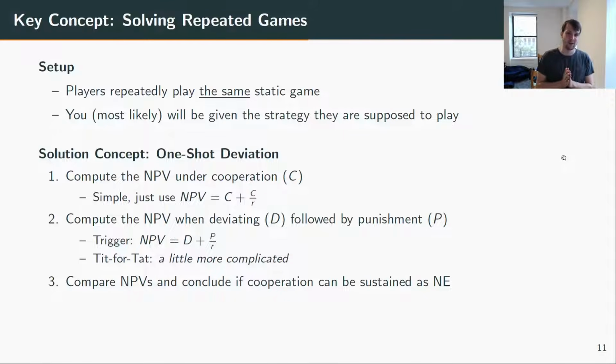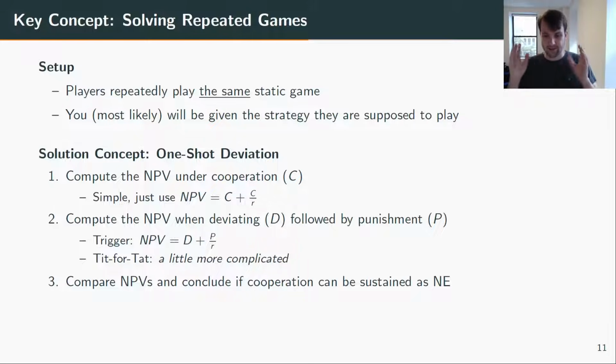All right, so solving repeated games. The setup is fairly simple. You usually have players that play the same static game forever. So the game does not change, it's just what the players do over time that changes. And most likely you're given a strategy. You're going to ask, well, is the following a Nash equilibrium if we impose grim trigger, if we impose tit for tat? The way we solve this is a concept called one-shot deviation.